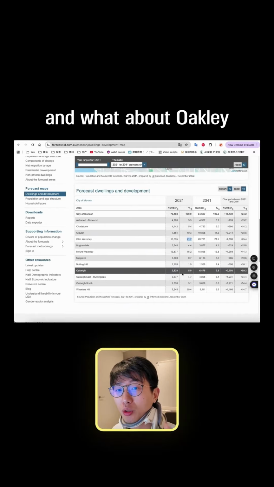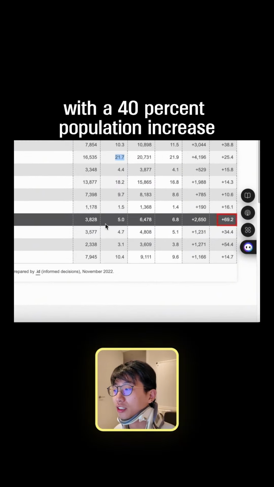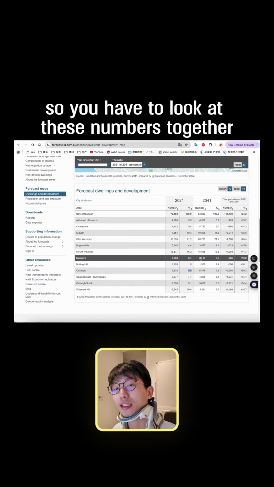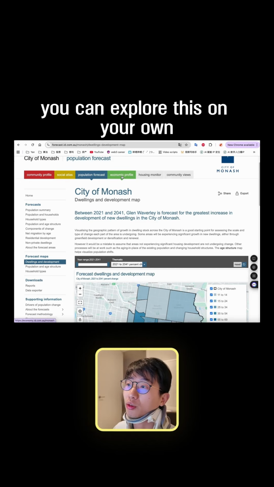And what about Oakley? It looked great just now with a 40% population increase, but housing there is also increasing by 69%. So you have to look at these numbers together and even more closely. You can explore this on your own.